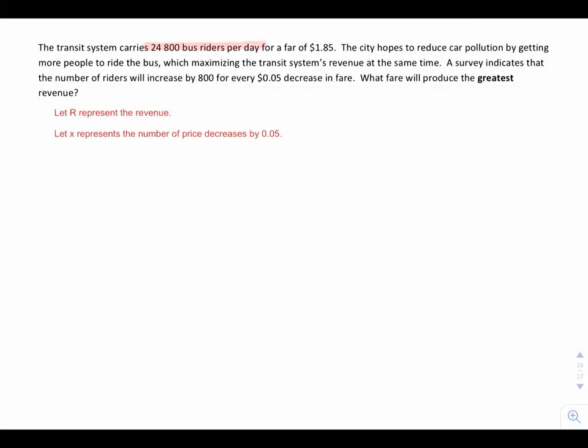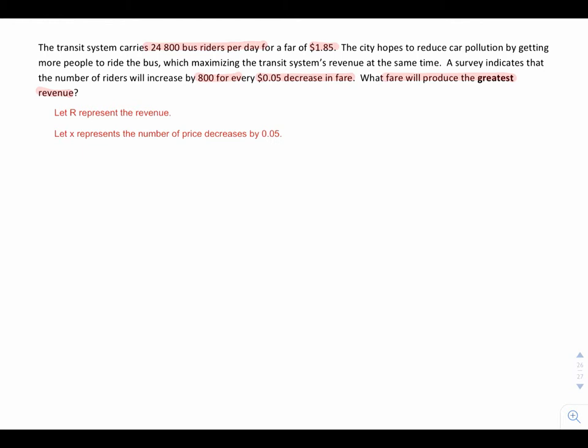800 bus riders per day at a fare of $1.85. Now, the city wants to reduce pollution by getting more people to ride the bus, yet at the same time, they want to be able to maximize their revenue. So they know that for every 5-cent decrease in fare, they're going to have 800 more people riding the transit. So the question is, what fare should they charge to produce the greatest revenue?